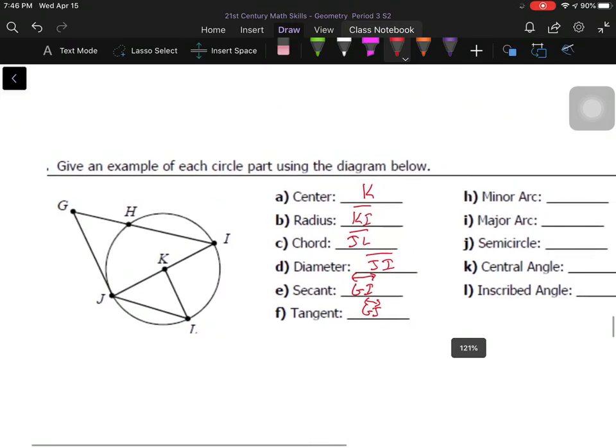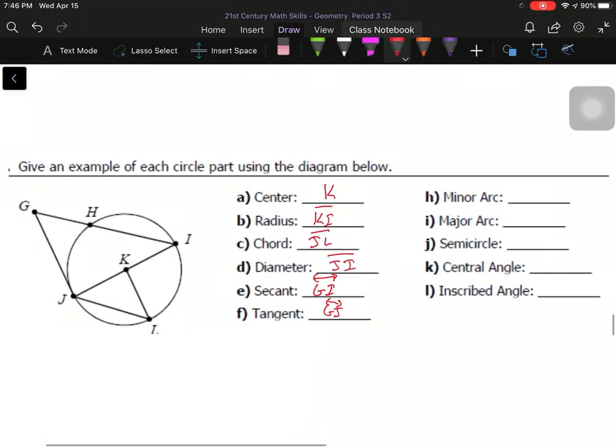Okay, so now a minor arc. A minor arc just has to be less than 180 degrees. So you could say JL, LI, HI, HJ. So I'll go JL. That's a minor arc, and the arc symbol is that little half circle above the letters. A major arc is used with 3 letters, so that has to go more than halfway around the circle. So if I said JHL, that would be a major arc. A semicircle is just half the circle, so that'd be JHI.